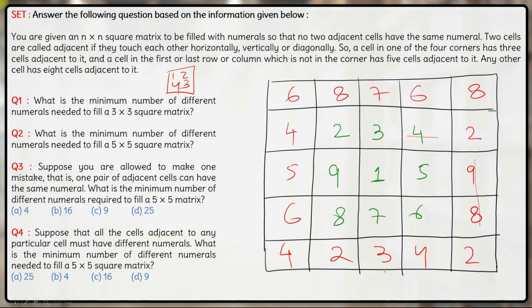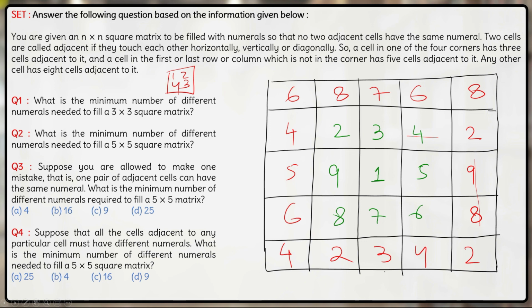The question is that no adjacent cell should have the same numeral. So no adjacent cell here has the same numeral. None of the adjacent cells have the same numeral, and each cell has a different numeral adjacent to it. If you pick this cell over here, all the other numbers are different. None of these numbers are the same. If you pick this cell over here, all these cells over here are different.